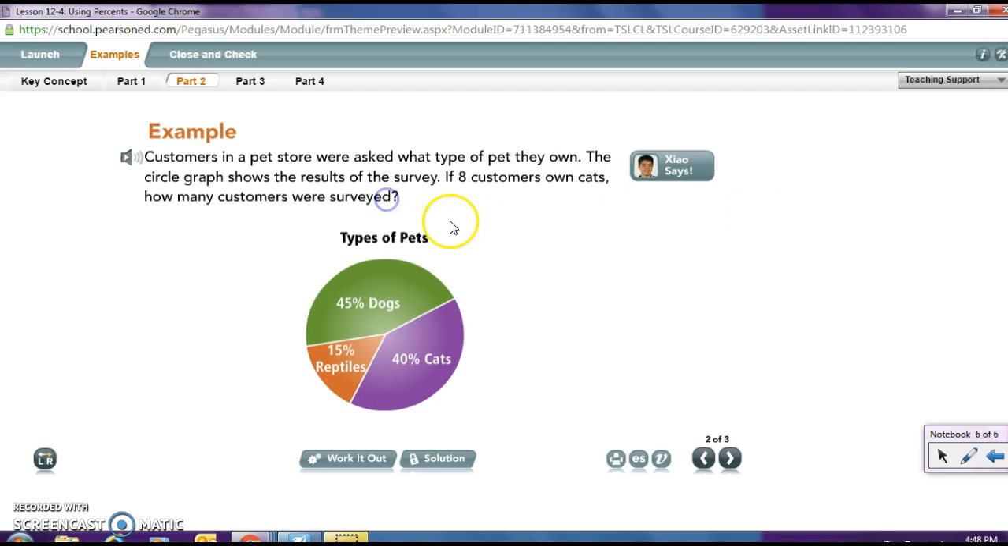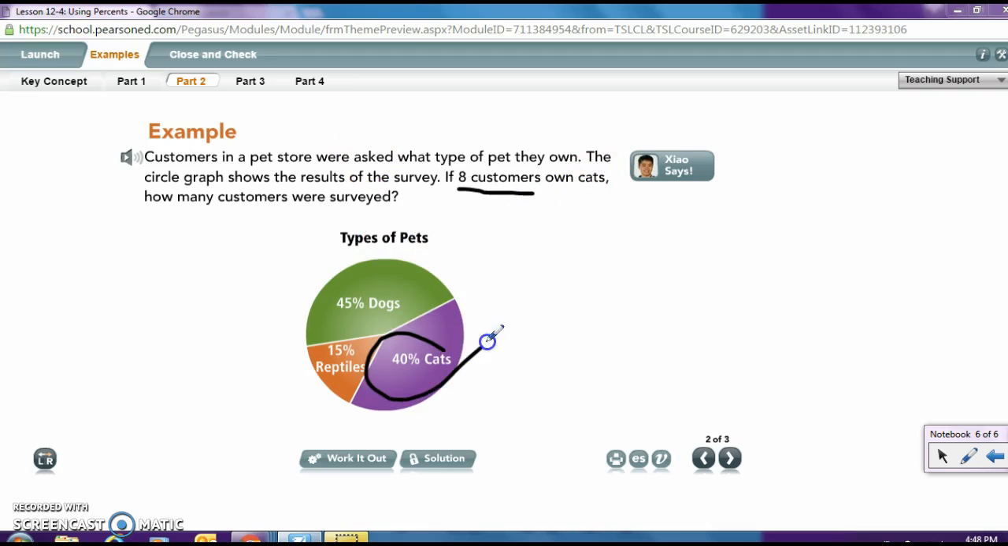Customers in a pet store were asked what type of pet they own. If we had this, obviously we'd have chinchillas and bunnies here. The circle graph shows the results of the survey. If 8 customers own cats, how many customers were surveyed?